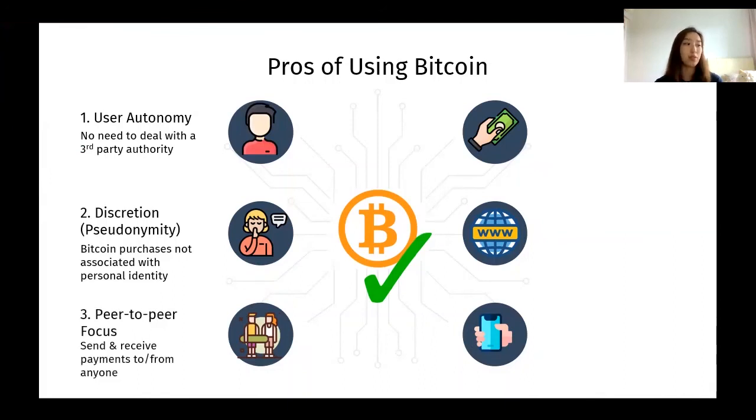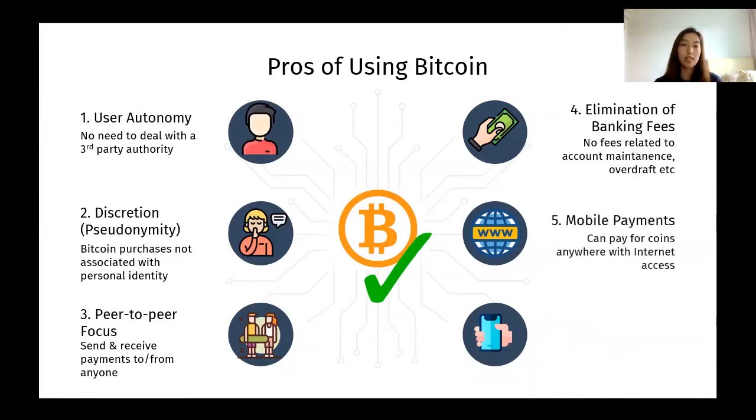And then the peer-to-peer focus. So in a Bitcoin payment system, you can send or receive payments to and from anyone on the network around the world without requiring approval from any external source or authority. And next, elimination of banking fees. So there are no fees related to account maintenance, minimum balance fees, or overdraft charges, or any of these fees you'll find with a bank account.